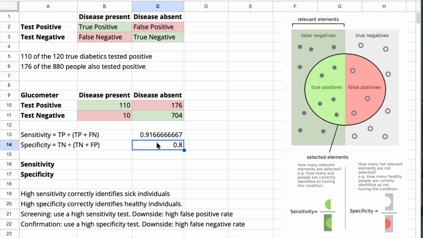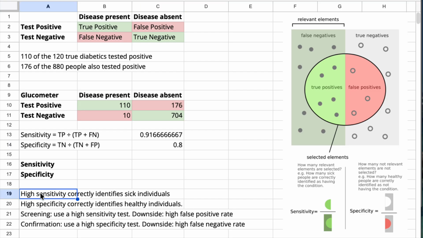So the specificity is 0.8, and that's lower than you might want if you're confirming something as serious as diabetes. 80% specificity is kind of low. You'd prefer a test that's 95 to 99% specific. Those tests exist, and so there will be other tests used to confirm the screening result.